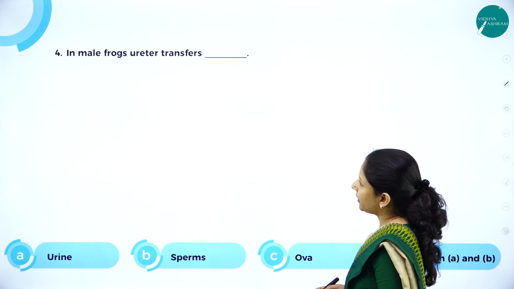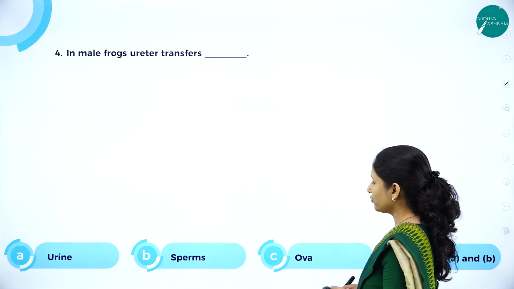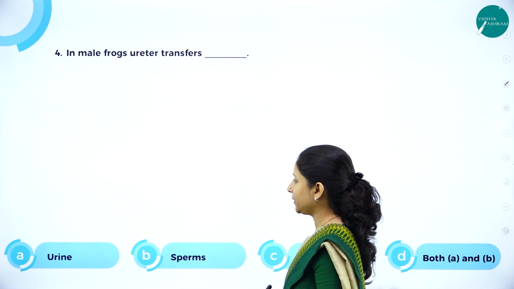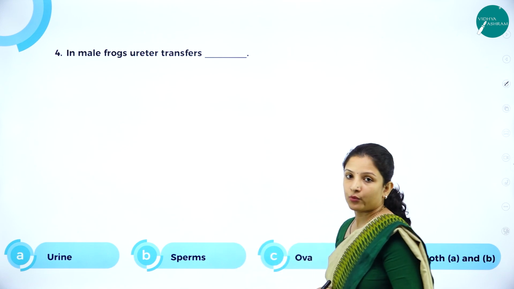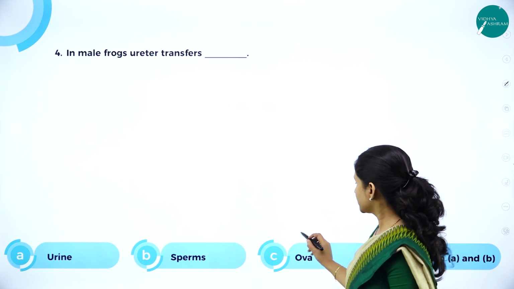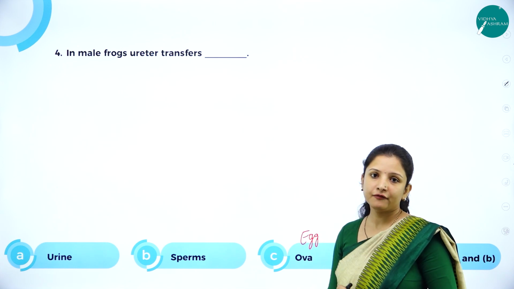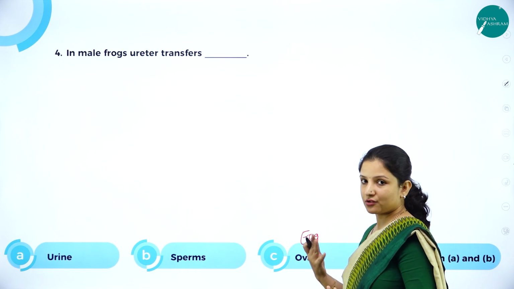Next question. In male frogs, the ureter transfers what? Urine, sperms, ova, or both A and B? So here I am talking about a male frog. A male frog has nothing to do with the ova, which is also called the egg, because it is the female frog that actually produces the ova or the egg.